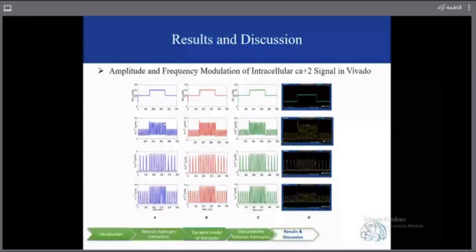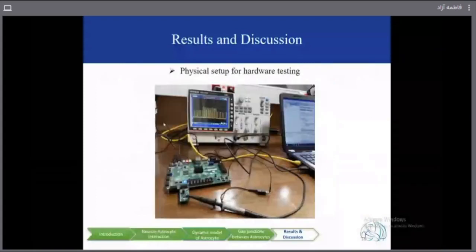As you can see, these results of MATLAB simulation are in good agreement with the results obtained in Vivado simulation for our proposed digital circuit. So this figure shows the physical setup for hardware testing of the proposed digital circuit. In this case, the digital circuit is run on the Z board, and the output signals, after conversion to analog signals, will be shown on the oscilloscope. For analog to digital conversion, a 10-bit ADC was used. A 16-bit DAC was utilized to convert the digital outputs of the Z-board to analog signals to be displayed on the oscilloscope.